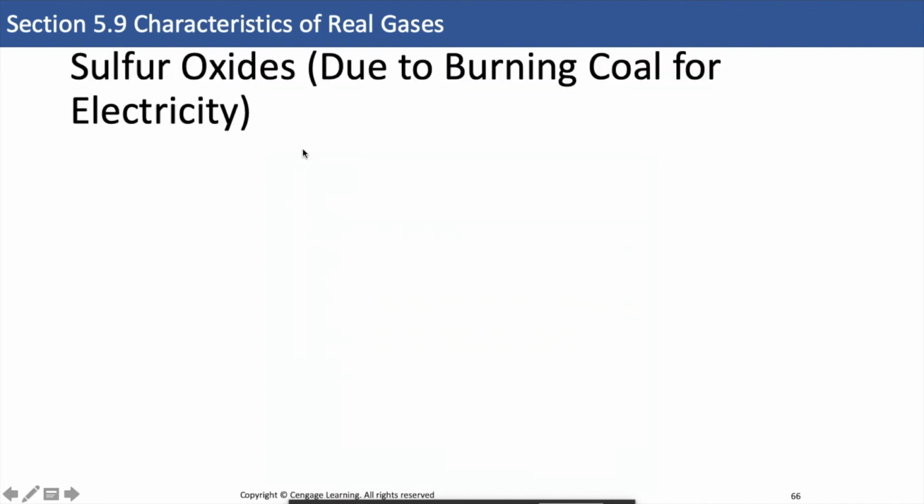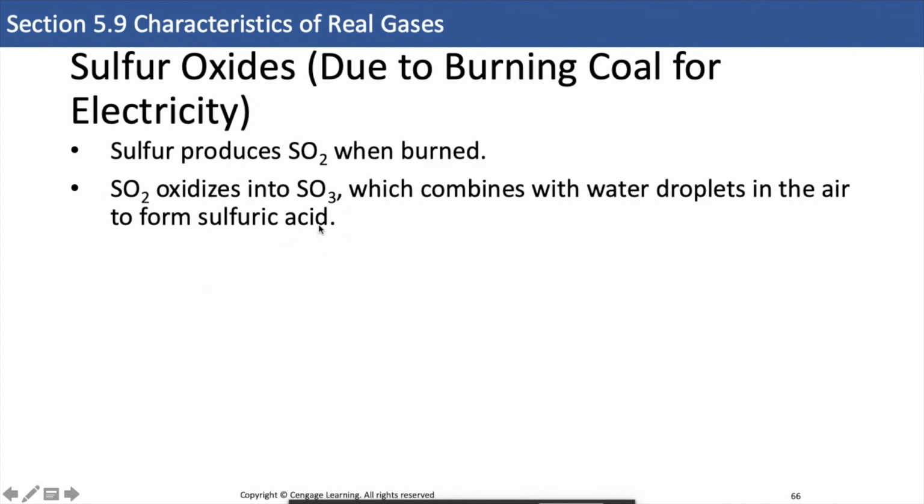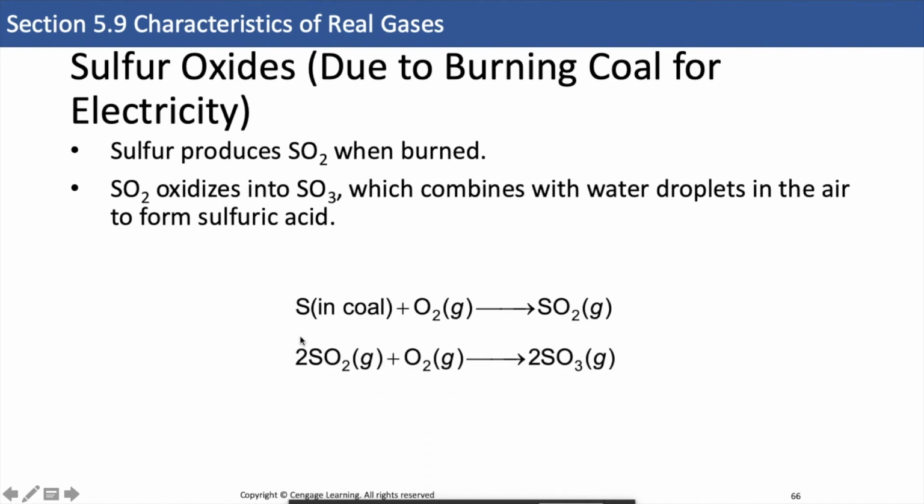Sulfur oxides are due to burning coal for electricity. Sulfur produces sulfur dioxide when it's burned. Sulfur dioxide oxidizes to sulfur trioxide, which can combine with water droplets, making sulfuric acid, which is H2SO4, by the way. And here's that process. We've got sulfur, which is in minor bits of coal, and we've got our oxygen gas. We're making sulfur dioxide. 2 sulfur dioxides and an oxygen molecule will make 2 sulfur trioxides. And now we've got sulfur trioxide and a water molecule generating sulfuric acid. So again, that's acid rain.